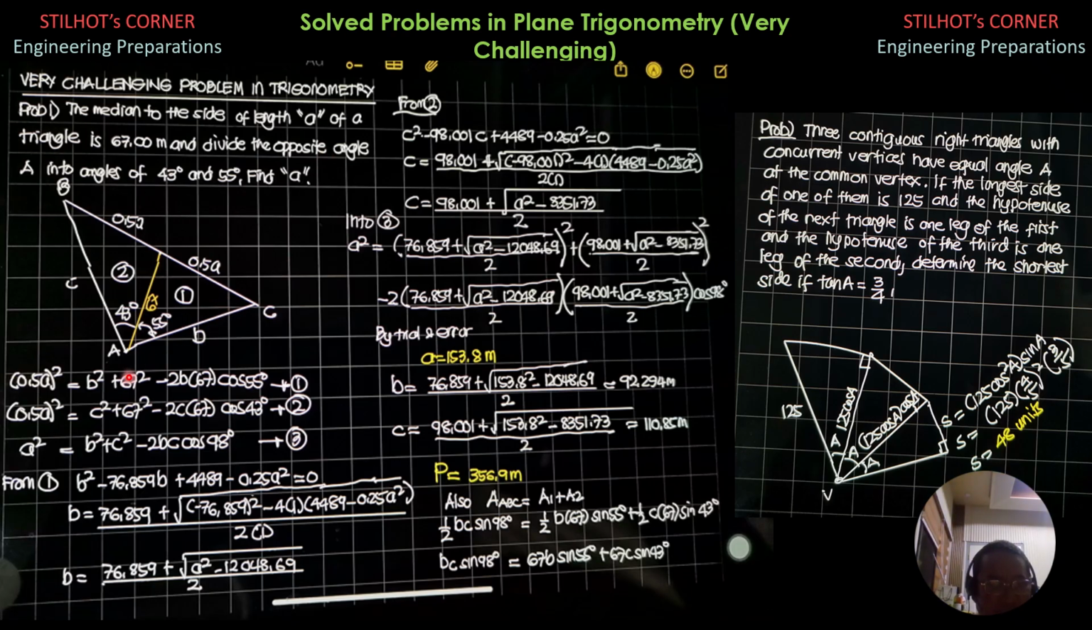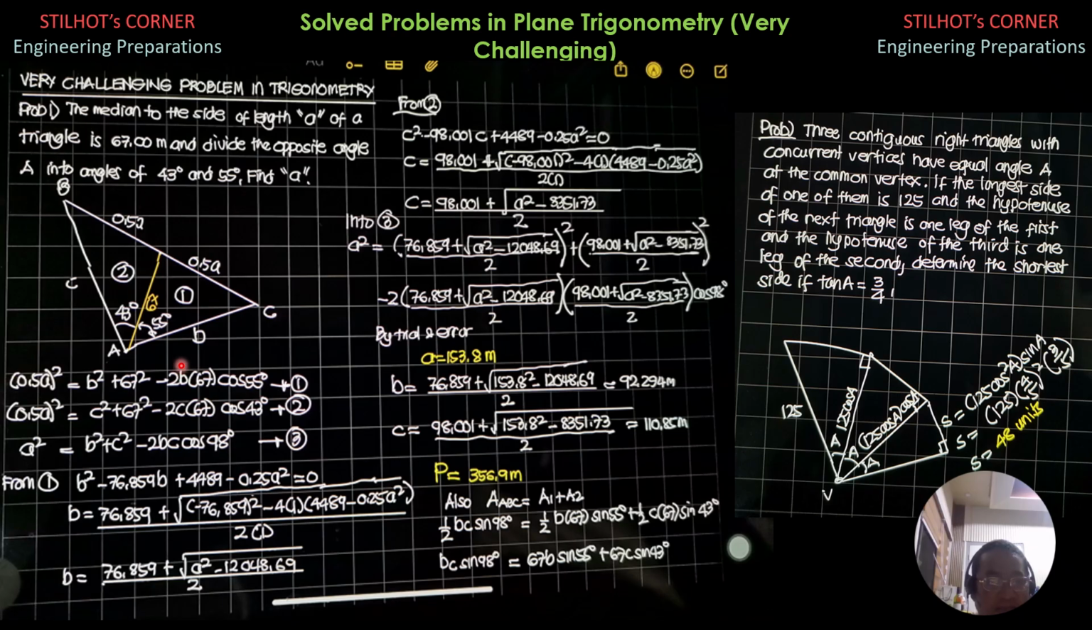So when you say median, that's a line segment drawn from one vertex to the midpoint of the opposite side. So since the opposite side is A, that A will be bisected. So at point 0.5A, 0.5A, and the angles that the median makes with the other sides, the angles that the opposite angle is divided into, are 43 degrees and 55 degrees.